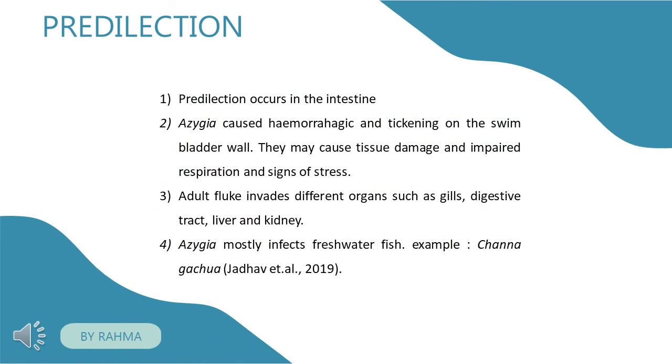One. Predilection occurs in the intestine. Two. Azygia causes hemorrhage and thickening of the swim bladder wall. They may cause tissue damage, impaired respiration and signs of stress. Three. Adult flukes invade different organs such as gills, digestive tract, liver, and kidney. Four. Azygia mostly infects freshwater fish, for example Channa gachua.